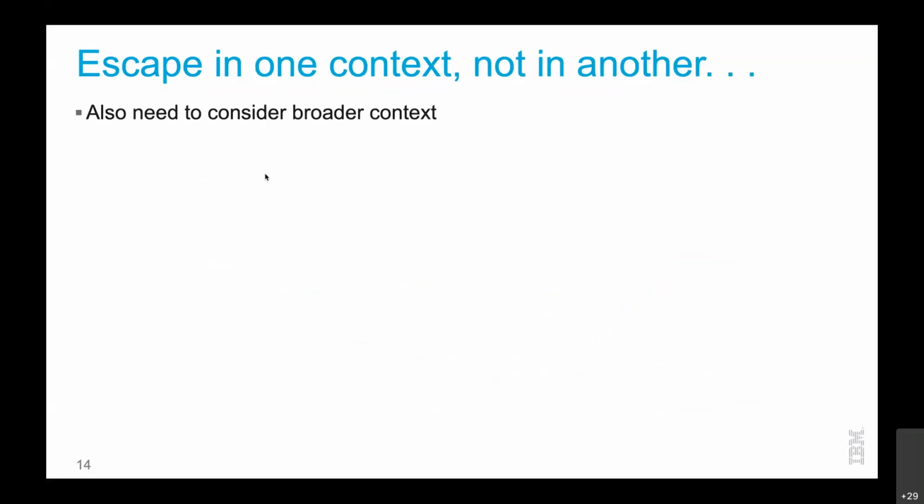So even though I described some pretty broad conditions under which things are considered to escape, you actually have to think about things in a broader context. Given optimizations that the JIT might apply, some things that might look from the Java source to escape might not actually be considered to escape from optimized code.